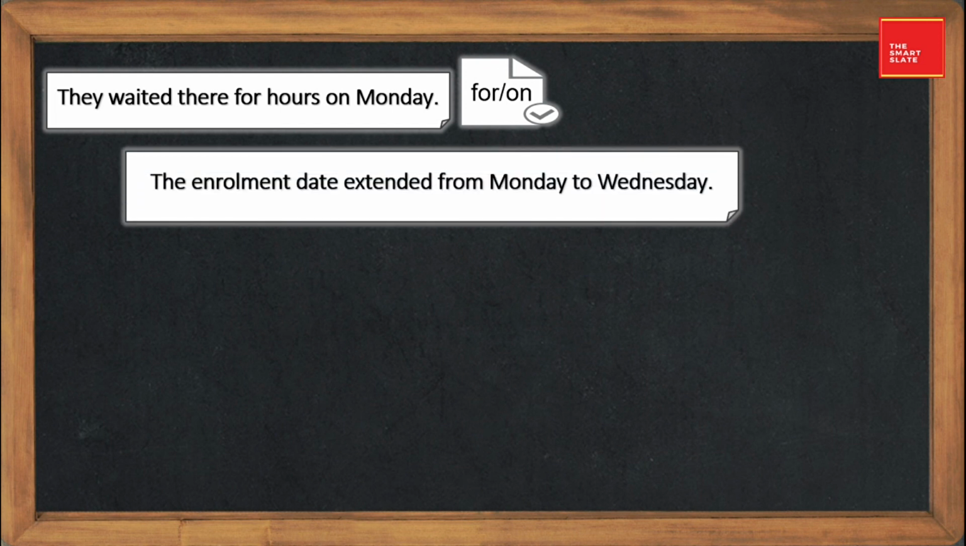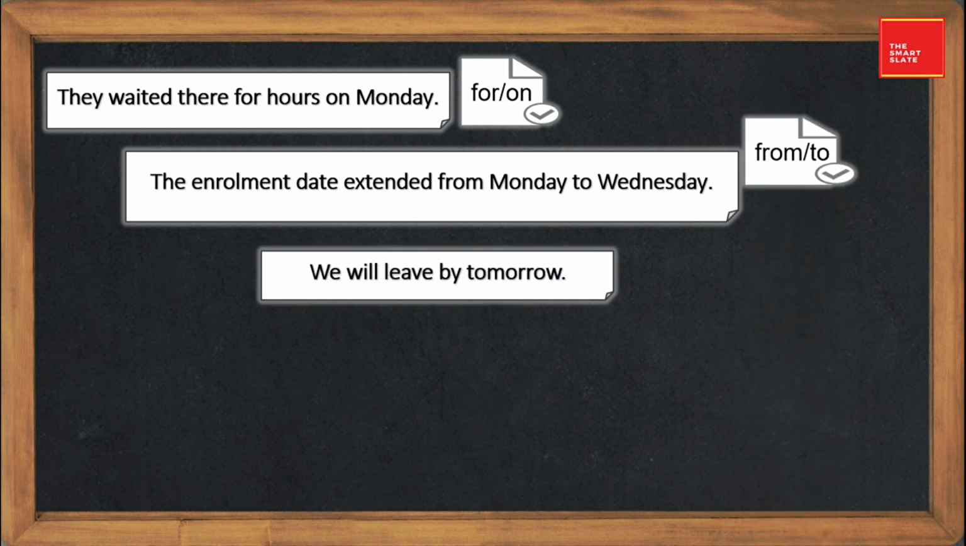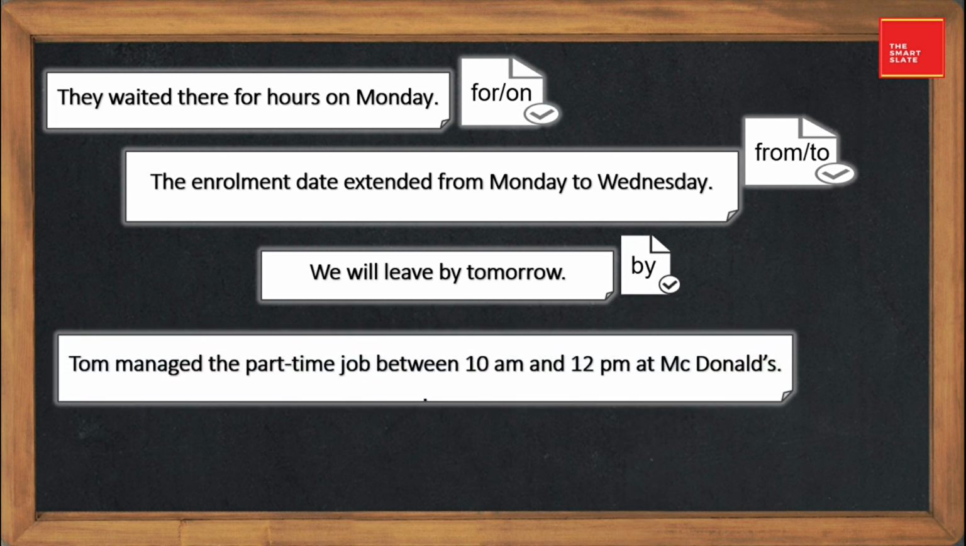The enrollment date extended from Monday to Wednesday. From and to, whenever you try to show like from one point to another, or as a starting point and as an ending point, you use the prepositions from and to. We will leave by tomorrow. So when you leave by tomorrow, you try to show the time, like not later than, but yes, by tomorrow we'll leave. So by here is the preposition of time.